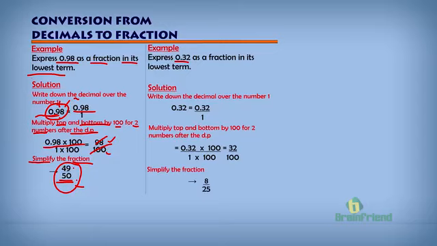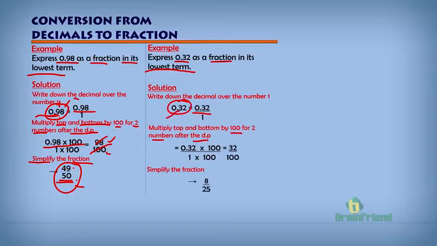Express 0.32 as a fraction in its lowest term. Again, we follow our steps. Write 0.32 all over 1. Multiply the top and the bottom by 100 for the two numbers that are after our decimal point.